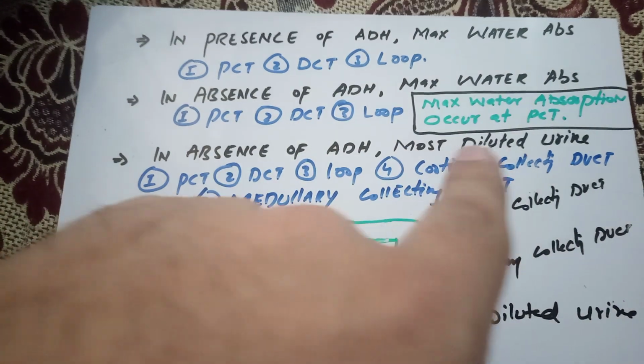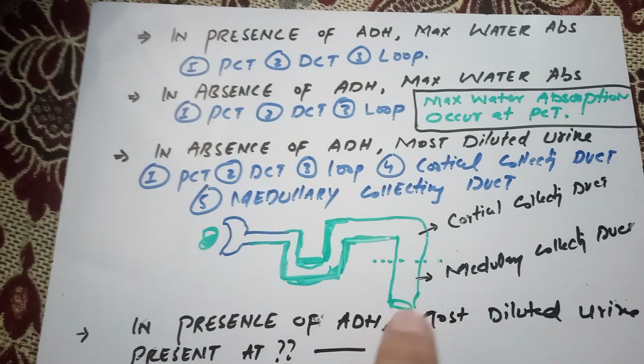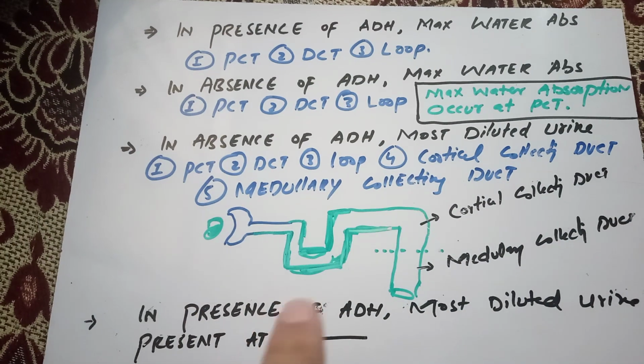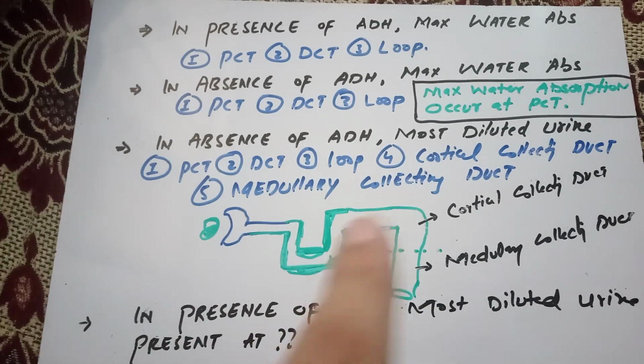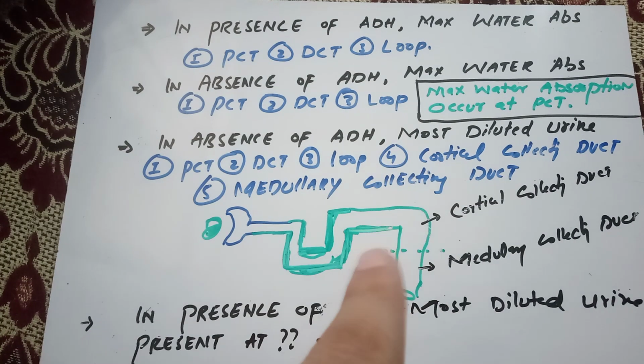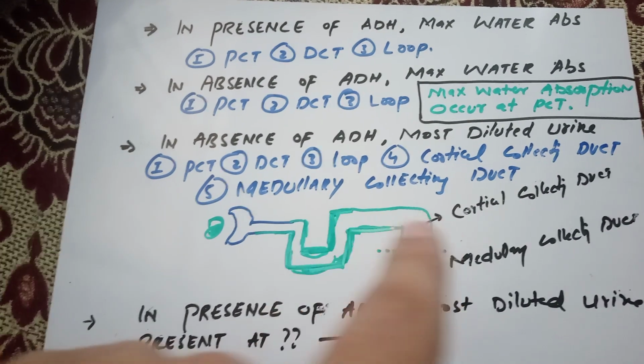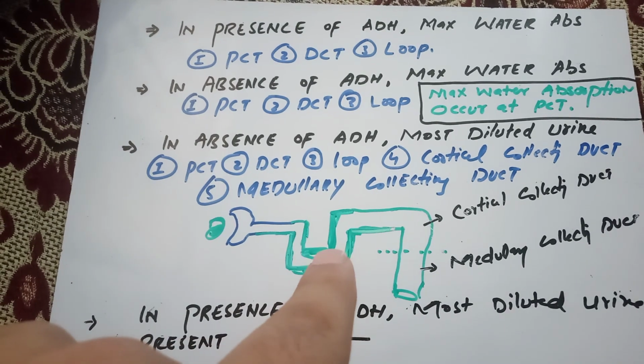In the absence of ADH, most diluted urine will be present in... the answer to this question is medullary collecting duct. If that is not an option, then cortical collecting duct. In the presence of ADH, most diluted urine will be present in... the answer is thick... proximal DCT. If that is not an option, then DCT. If that is not an option, then thick ascending limb of loop of Henle.